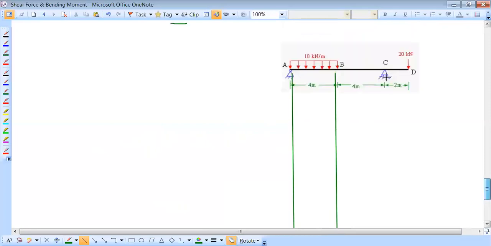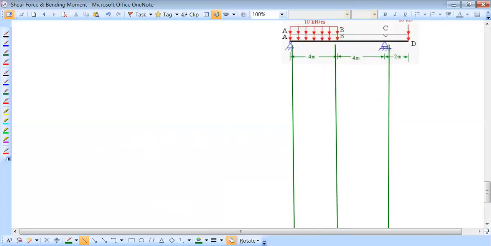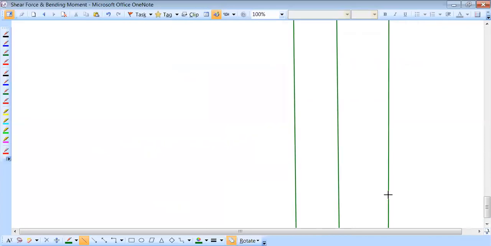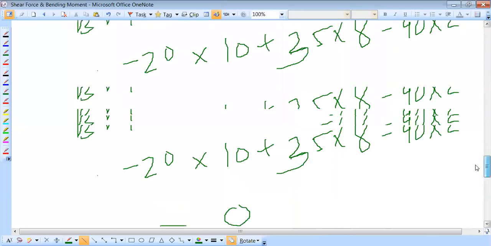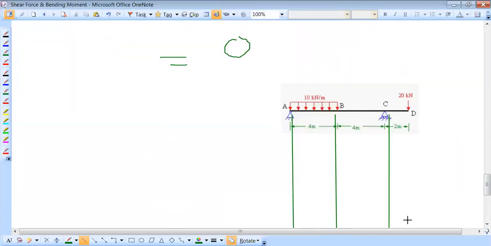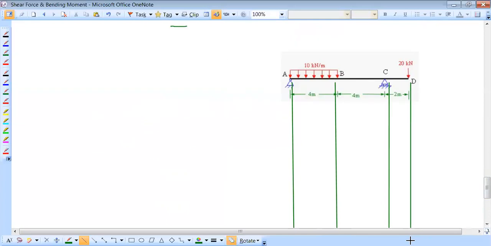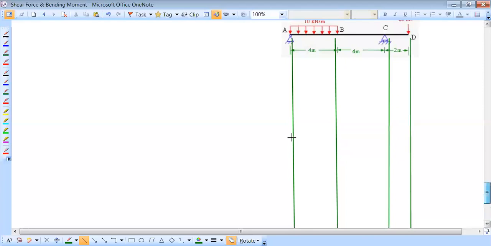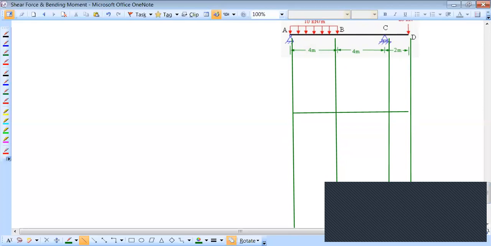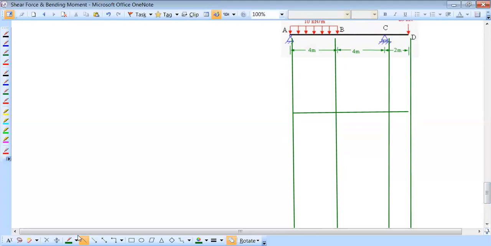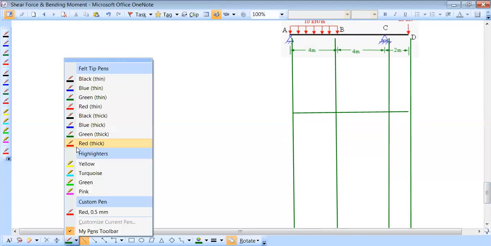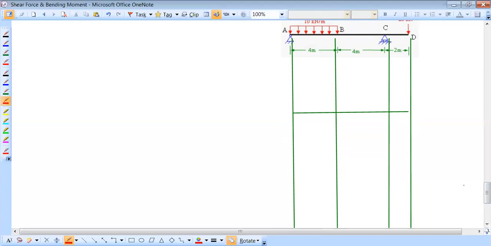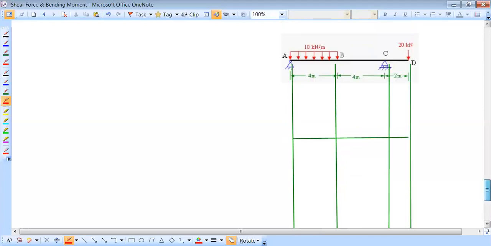Again take a distance from this point, and again take a distance from the point D. Now take one reference line from here. If we take a reference line from here, then put the values according to your scale. You can take any scale that is convenient for you.